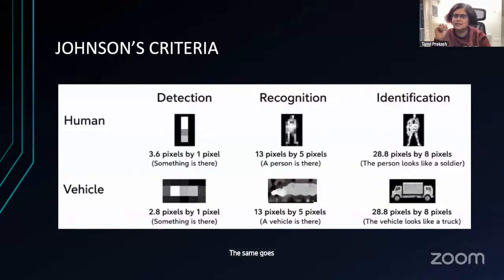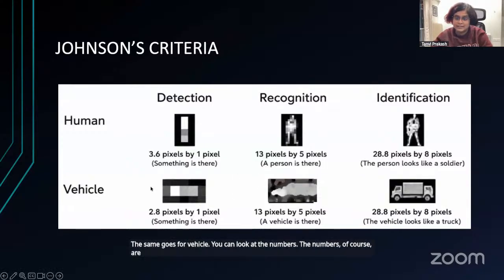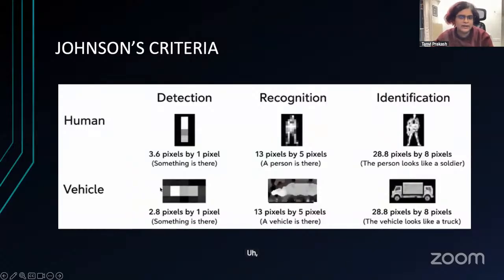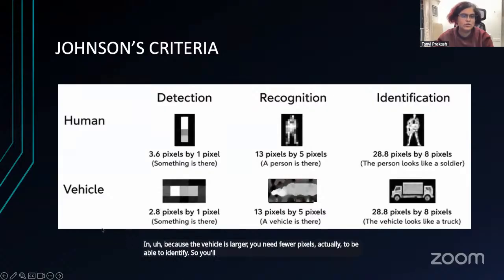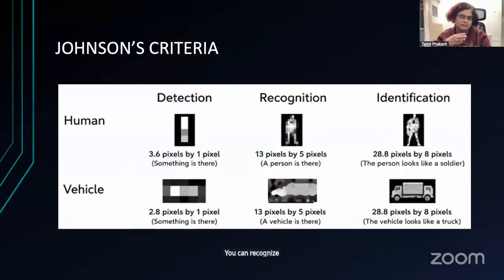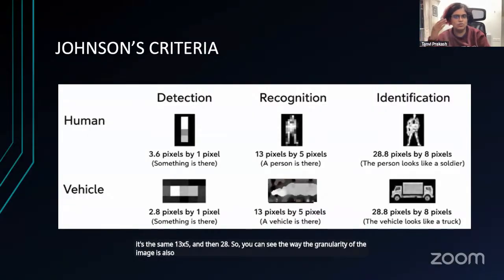The same goes for vehicle. You can look at the numbers. The numbers, of course, are different for a vehicle because a vehicle is bigger than a human. So you will see that at 2.8 by 1 pixels, you can detect. You can recognize at the same 13 by 5, and then 28. So you can see the way the granularity of the image is also increasing as you go from D to R to I.